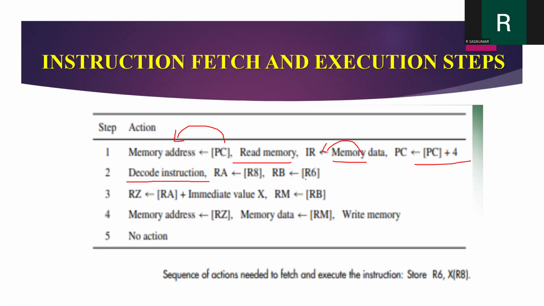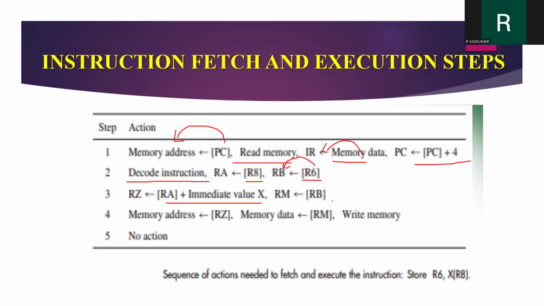Here, the source register is R6. The data is readily available in R6. The content of R6 is transferred to one temporary register RB. And what about R8? With R8, we need to store the data into the specified memory location. So before storing the data, we need to find the address. That's why the content of R8 is transferred to RA. Again, in the third step, we need to find the address. So RA will be added with the offset value of X, and you will get one address.